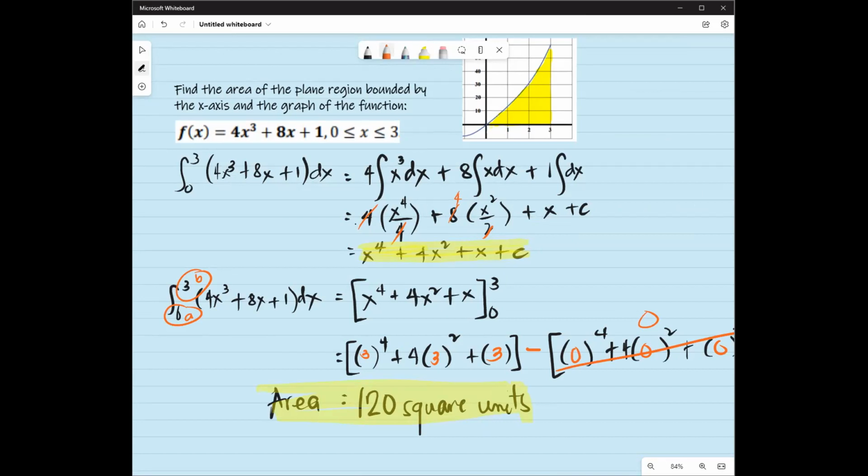I would like to hear from you now. How do we solve for the definite integral of the given function? Let me see. Please type your answer in the chat box. Or if you are tired of typing the answer in the chat box, just simply raise your hand and then unmute your microphone and tell us the process on how to get the definite integral of the given function. Anyone? Anyone?